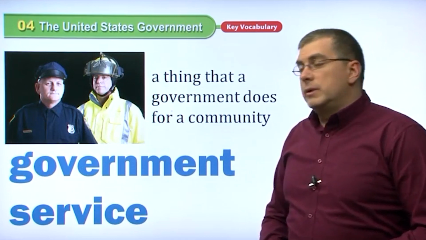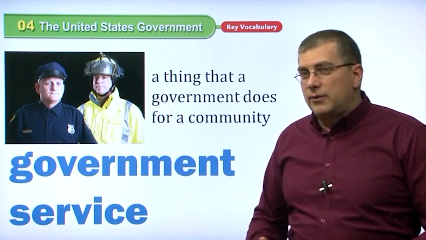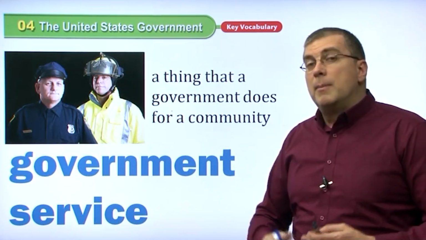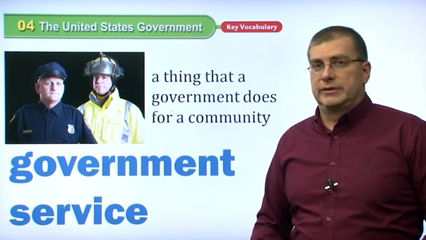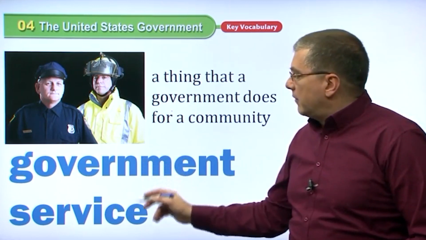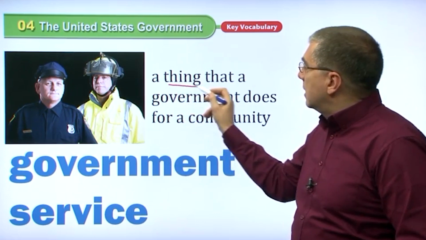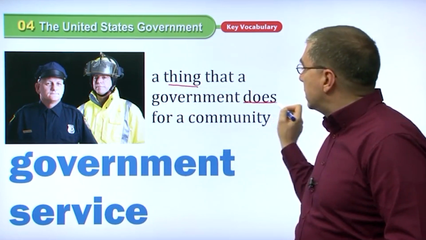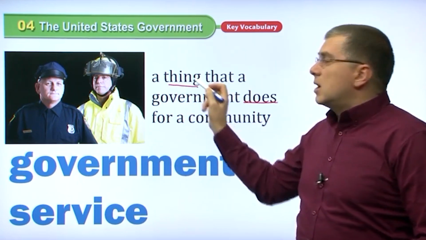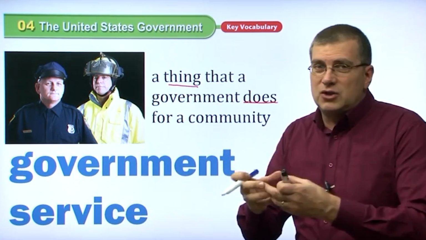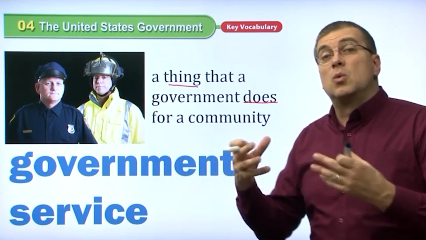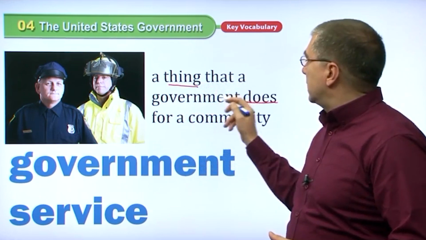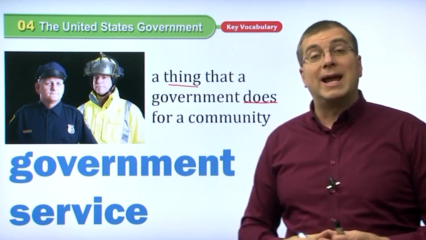Okay. So we talked about government. Government offers services to the community, but what is a government service? What are we talking about? A government service is a thing that government does for a community. Here, thing isn't something that you touch or hold. It's a service. It's work. So you could say work that a government does for a community.